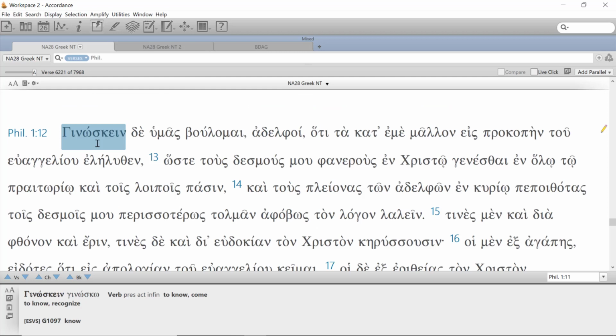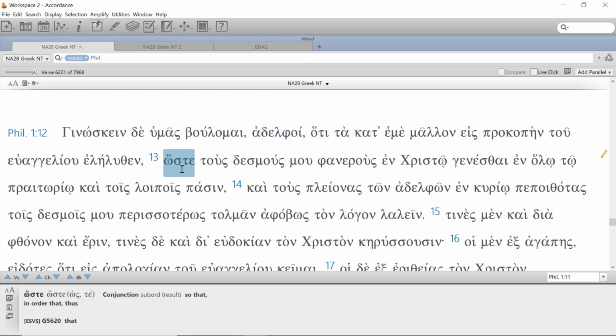Verse 12 begins with an infinitive from ginosko, which means to know. And if we go a little bit further down the verse, we see, okay, it's a complementary infinitive. There we have boulomai, which is I want. And so we begin verse 12 with, but I want you to know, brothers.